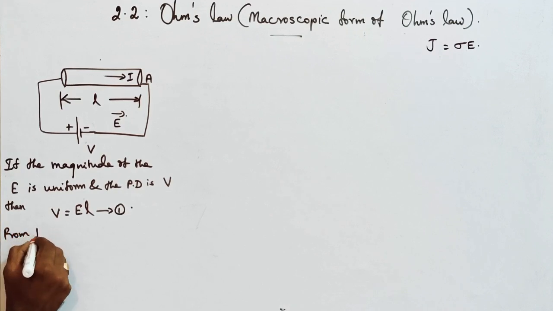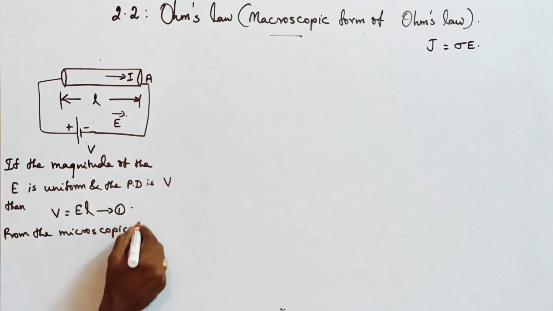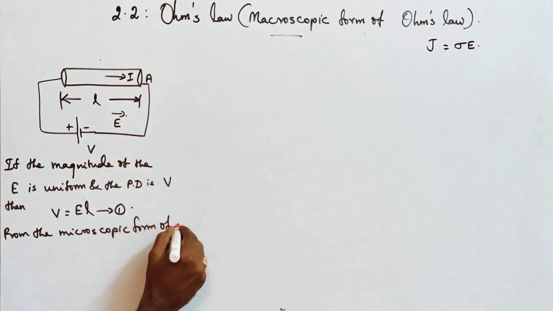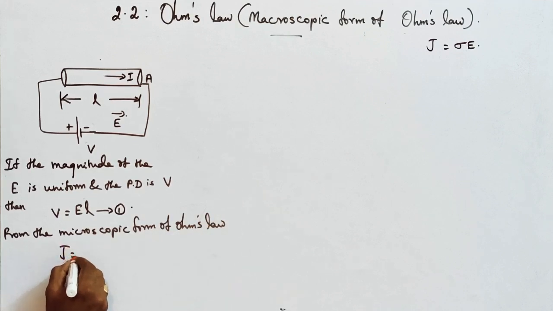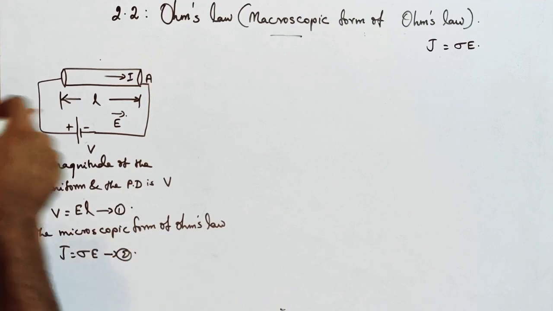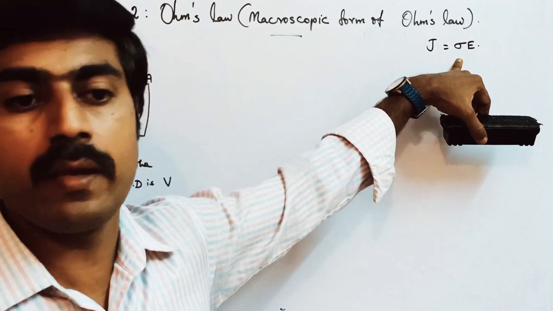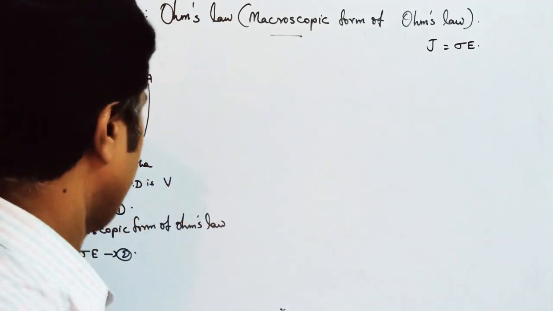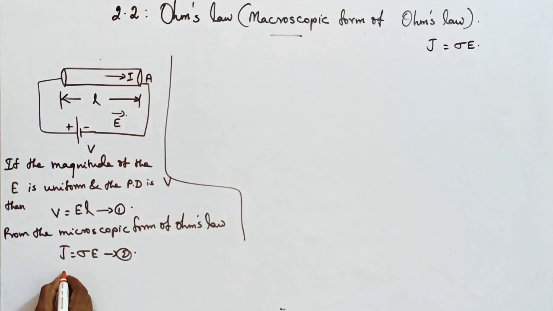So from the microscopic form of Ohm's law, we can write J is equal to sigma E. So this is equation number 2. This is what we saw in the last topic, in the description: the microscopic model of electric current. So next, from this we can write J is equal to sigma into E.